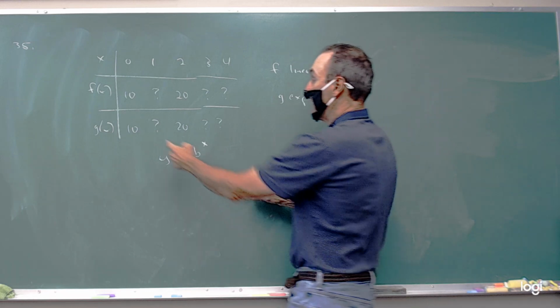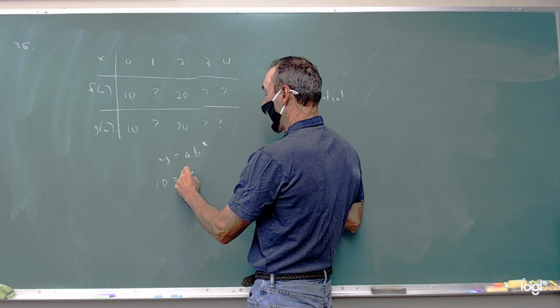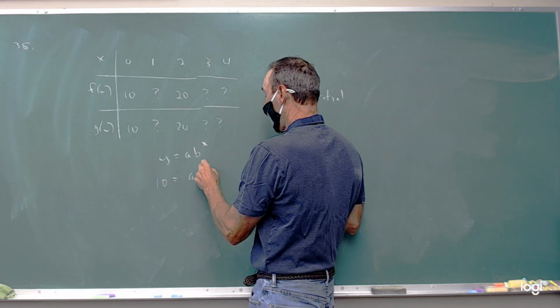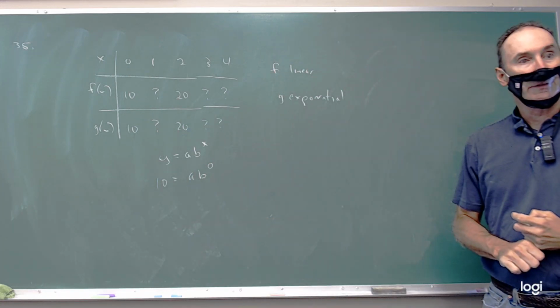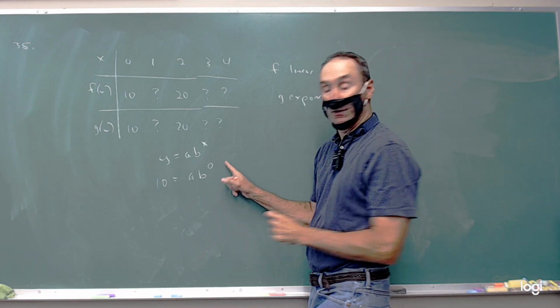So we'll plug in these values. I'm going to plug in 10 for the y and 0 for the x. This isn't going to be too bad, I guess. So b to the 0 is 1, so we know a is 10.